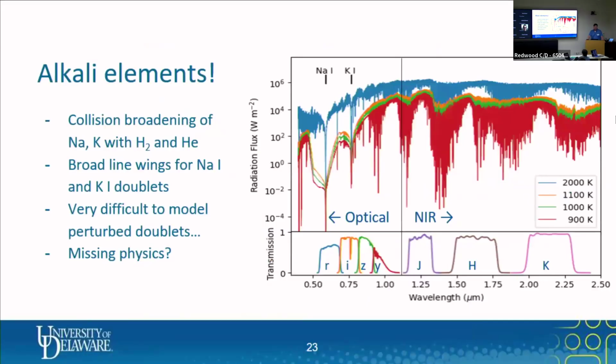And we were looking at it a bit, and it turns out that this is because of the alkali elements that are really strong features for these cold dwarfs in the optical. Specifically in my plot here, you can see the sodium and the potassium doublets are right on top of the R and the I bands. And because of collisional broadening with helium and hydrogen, they have these super wide wing features.